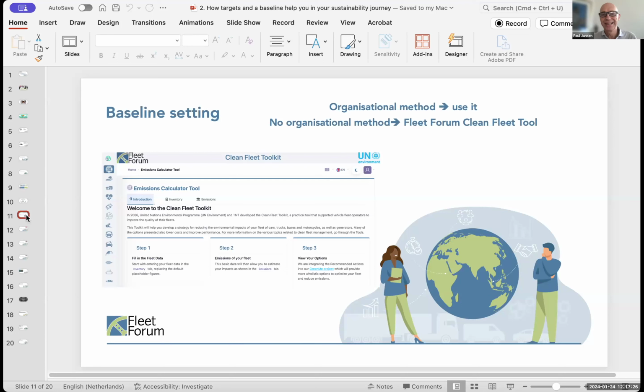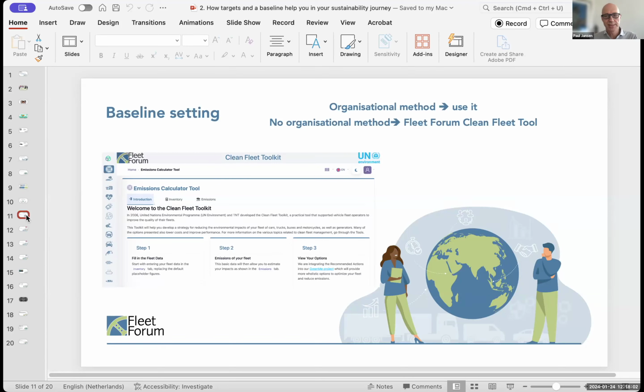If your organization does not have a tool or a method, you can use the Fleetform Clean Fleet Tool. The Clean Fleet Toolkit, you see a picture here. It's very clear. You can reach it from our website. And I would say the only thing that you need to do is key in the data of your current fleet. What type of vehicles do you drive at the moment? And the tool will show you what the emissions are, carbon emissions, but also particulate matter. But let's focus on carbon emissions. So the tool will show you what your current carbon emissions are. So if you know that, you have the basics.